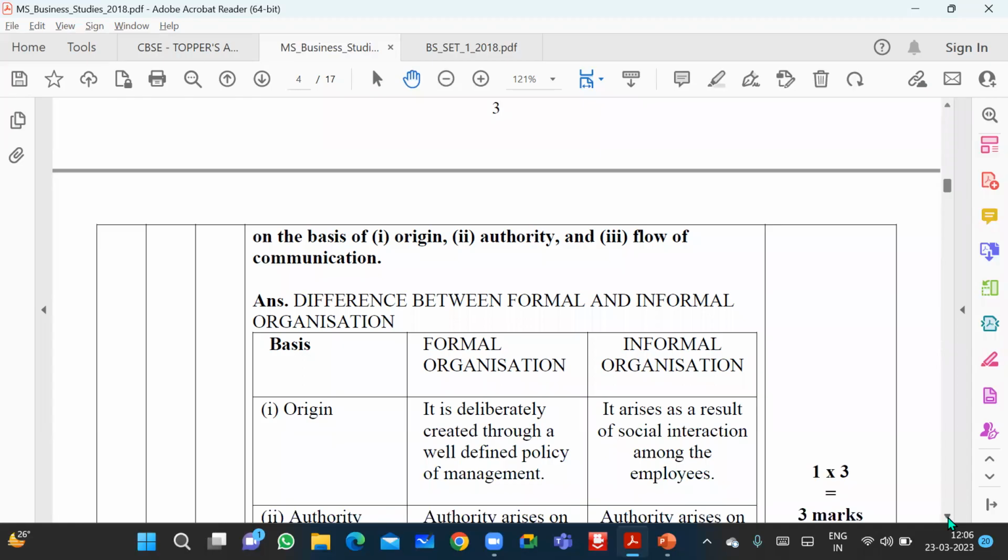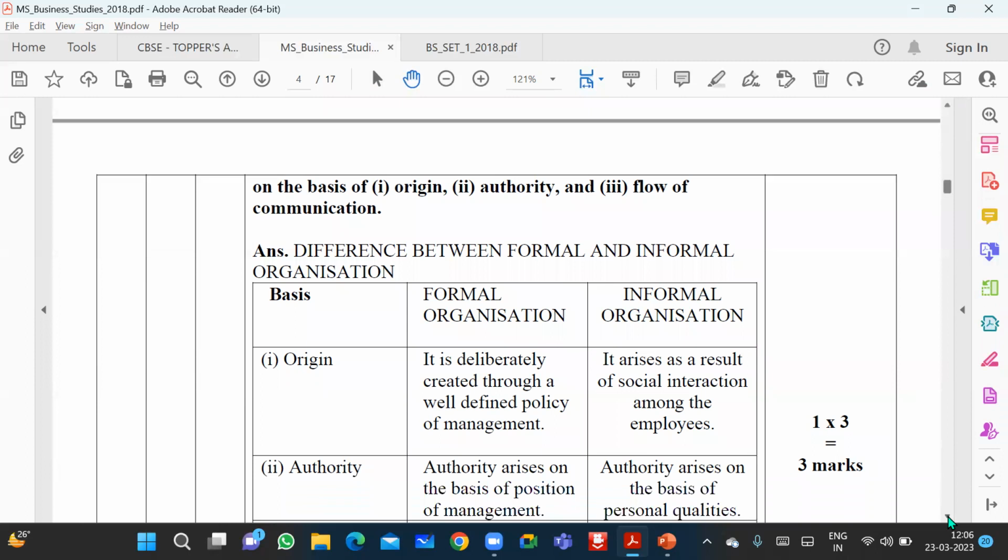Whenever there is any question to differentiate two concepts, then you have to prepare 3 columns. One column is for the basis, and you must write the basis, whether the bases are given in the question or not. Then in the second column, you have to write the first heading, and in the third column, the second heading. So this way, in tabular form, you have to differentiate.